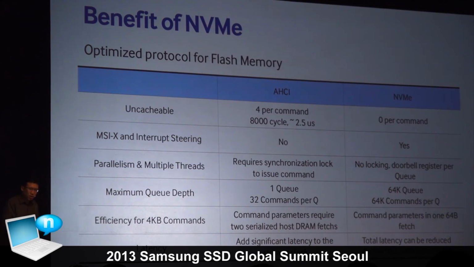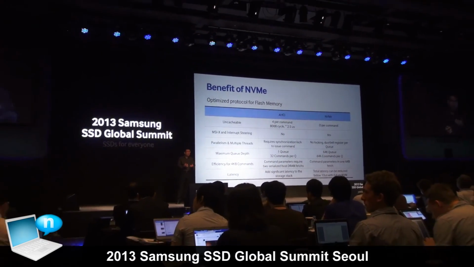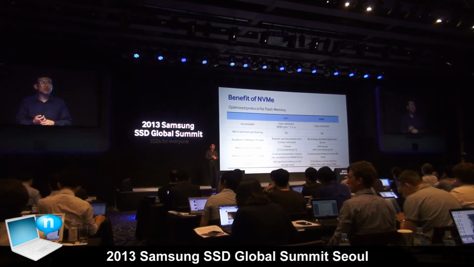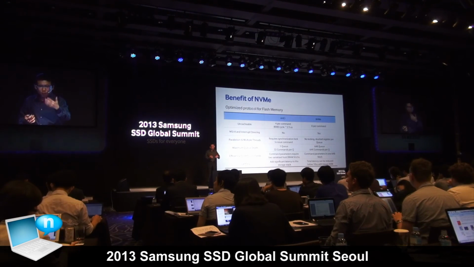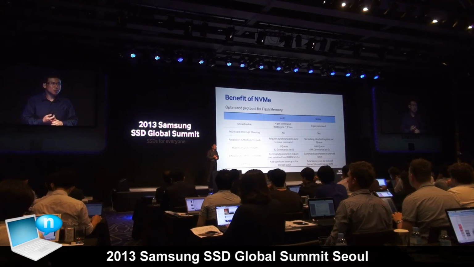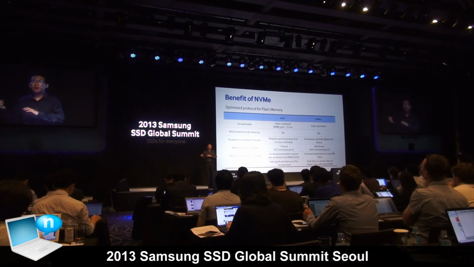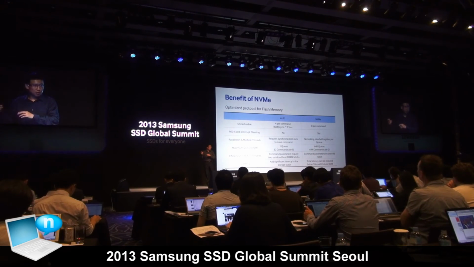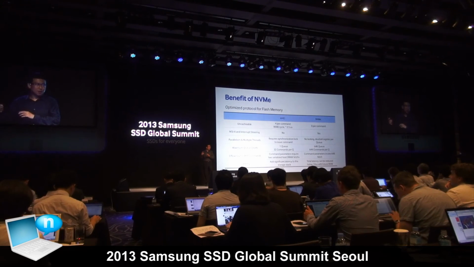Uncacheable register reads: in the AHCI protocol, you had to have 4 uncacheable register reads. Each uncacheable register read takes around 2,000 CPU cycles, so for 4 commands it is 8,000 CPU cycles, which is around 2 to 3 microseconds, depending on the frequency of the processor being tested. Whereas in NVMe, there is no uncacheable register read.